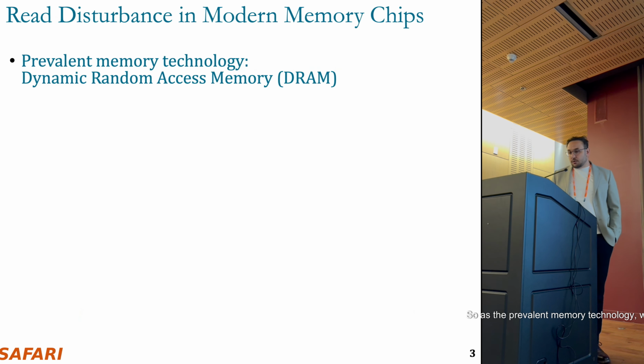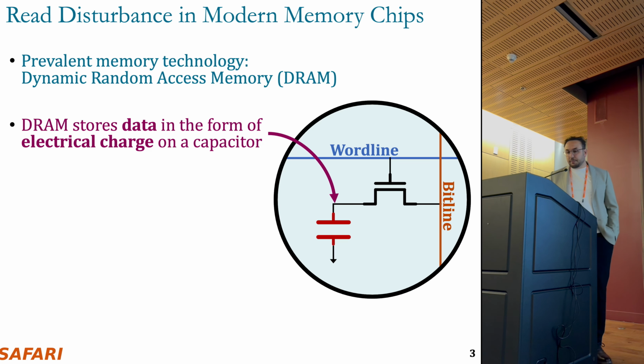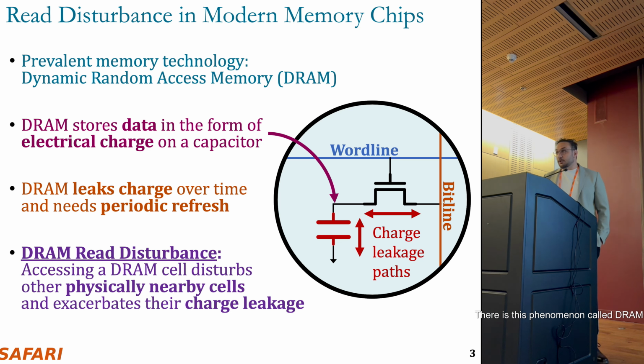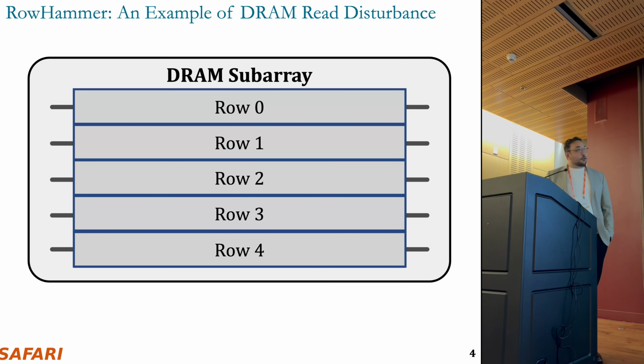And here's why. As the prevalent memory technology, we use dynamic random access memory, or DRAM. DRAM stores data in the form of electrical charge on a capacitor, and it's a leaky circuit, so it needs to be periodically refreshed. There is this phenomenon called DRAM read disturbance, where access in a DRAM cell disturbs other physically nearby cells and exacerbates their charge leakage. Rowhammer is a prime example of DRAM read disturbance.